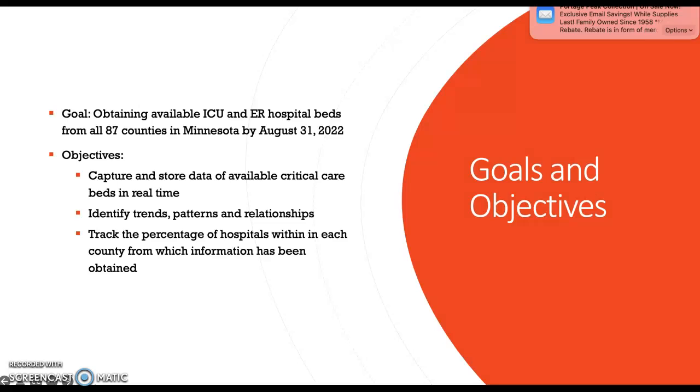The goals and objectives. So the goal is to obtain available ICU and ER beds from all 87 counties by August 31st, 2022. The objectives for this database are to be able to capture and store data of available critical care beds in real time, identify trends, patterns, and relationships, and then track the percentage of hospitals within each county from which the data has been obtained.